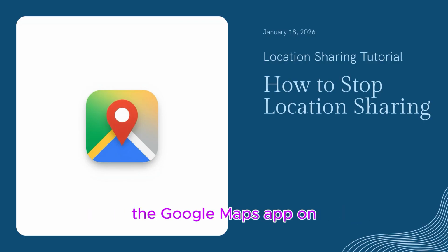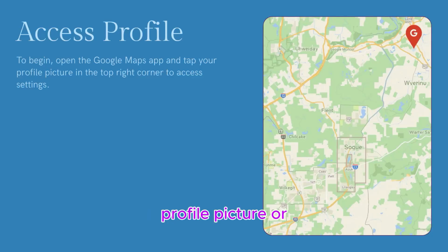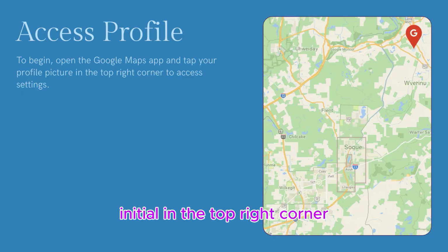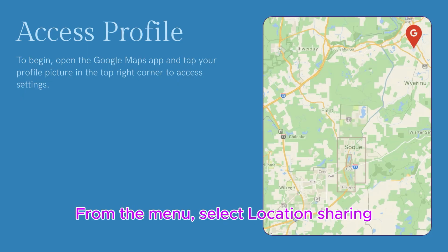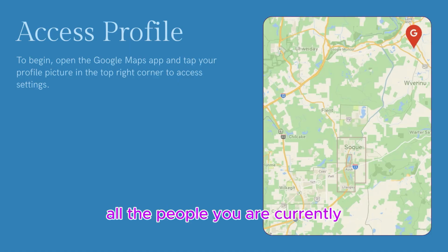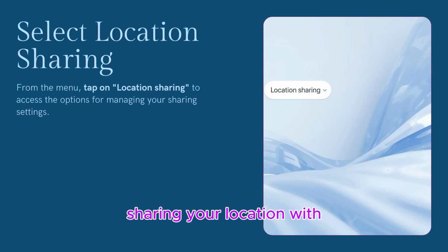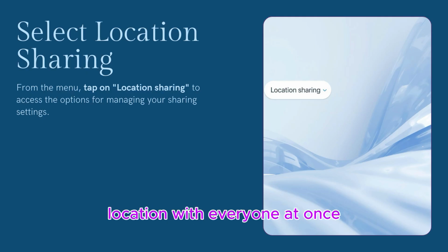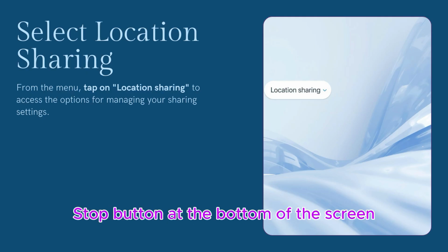Open the Google Maps app on your phone and tap your profile picture or initial in the top right corner. From the menu, select Location Sharing. This will open a map showing all the people you are currently sharing your location with. To stop sharing your location with everyone at once, tap the blue stop button at the bottom of the screen.